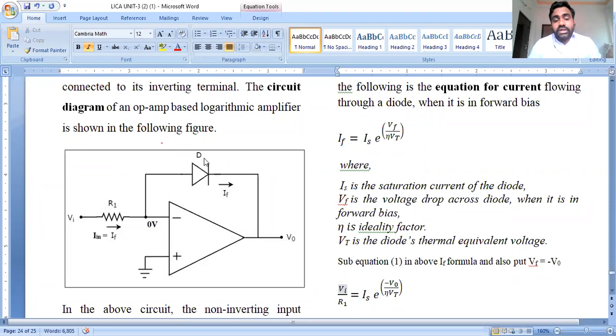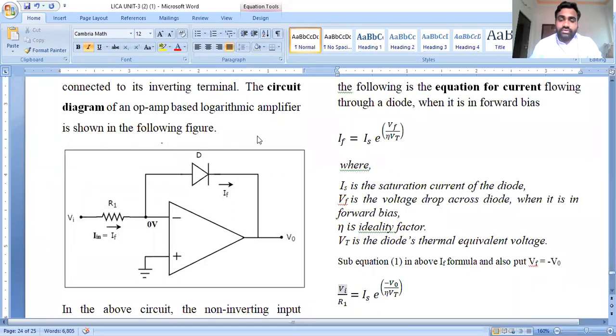In this logarithmic amplifier, we are using a diode. That means the feedback current used in this negative feedback is nothing but the saturation current of the diode. The saturation current of the diode is used as a feedback current, which is flowing in the diode connected to the negative terminal.